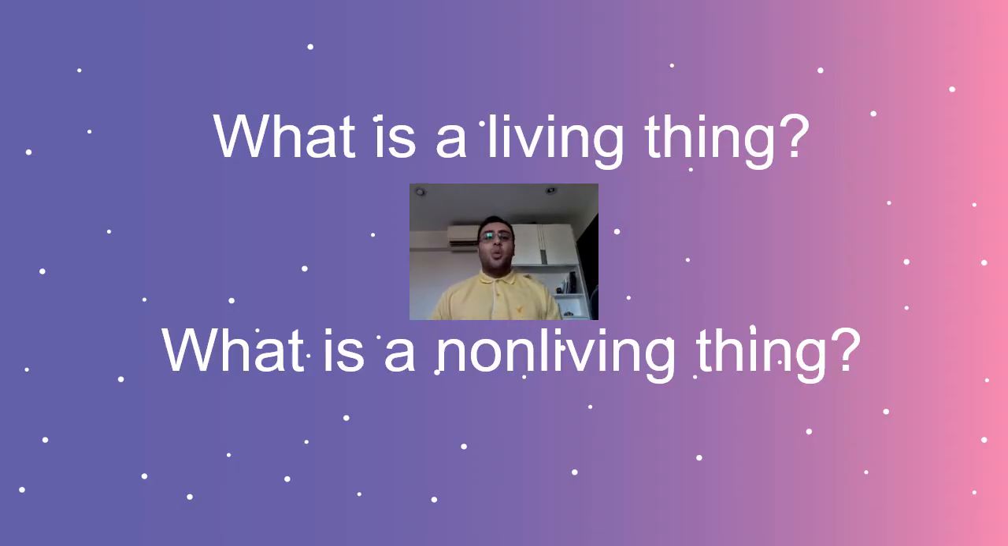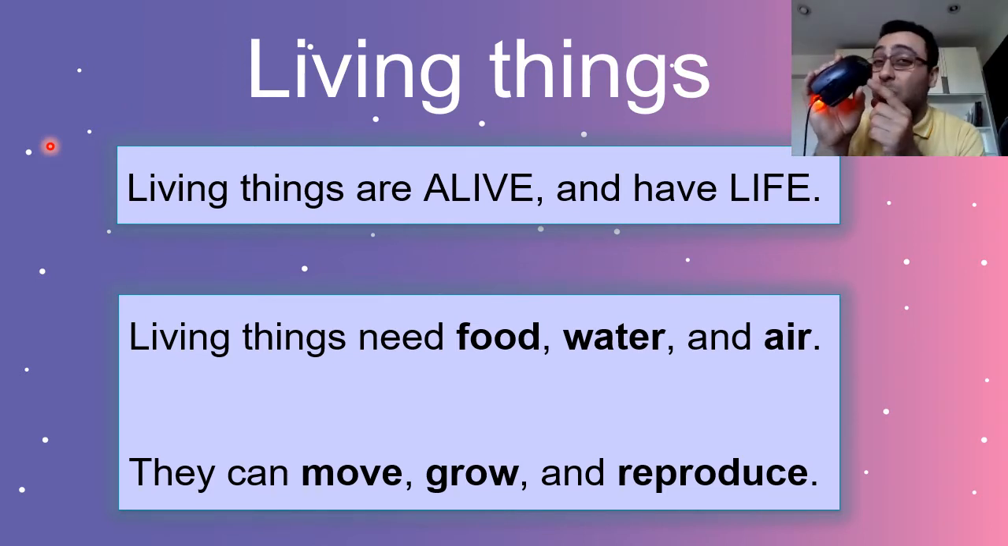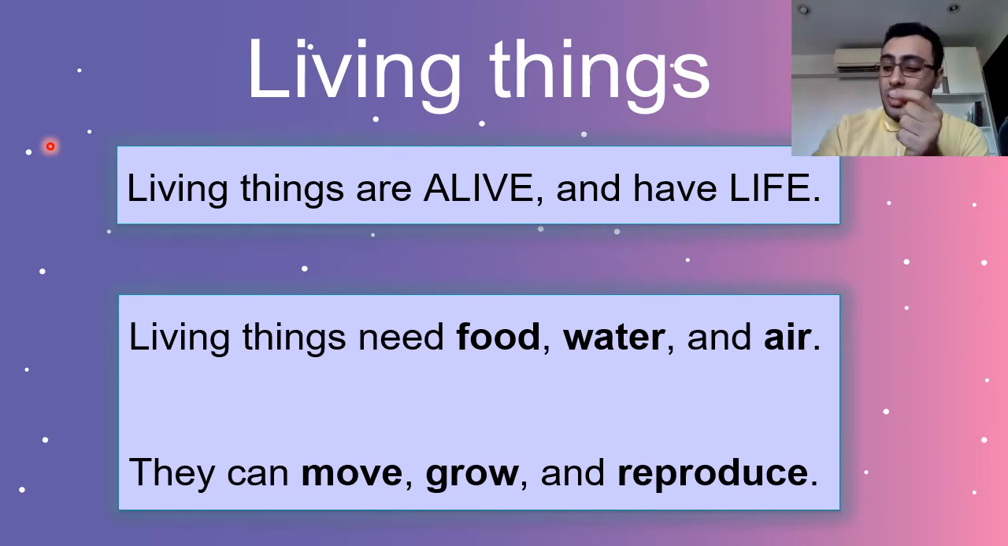So, what is a living thing? What is a non-living thing? Let's say it very simply. Living things are alive and have life. Life in Thai is shiwit. If something has life, for example, me, I have life, I have shiwit. So I am a living thing. But let's say this mouse. Does it have life? Does it have shiwit? No. So it's a non-living thing.